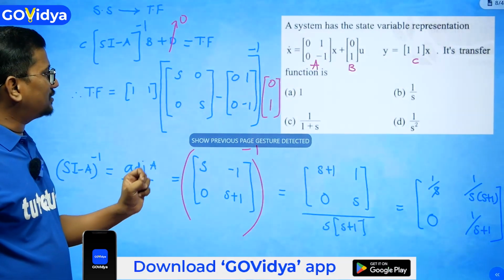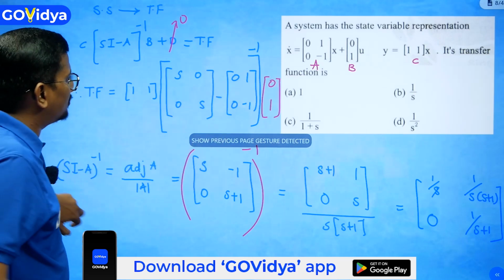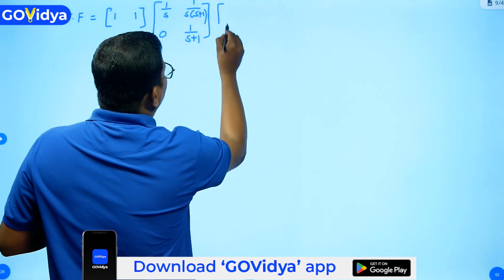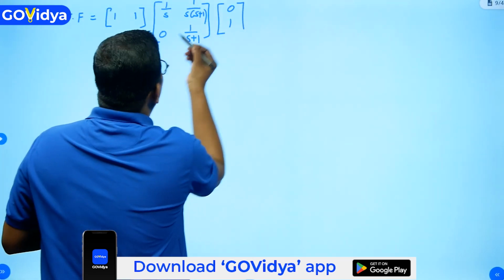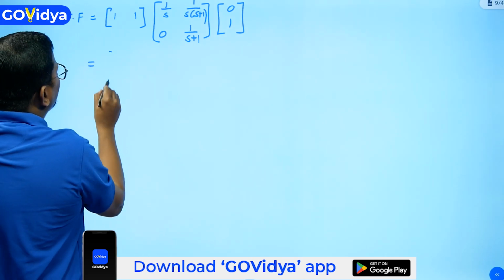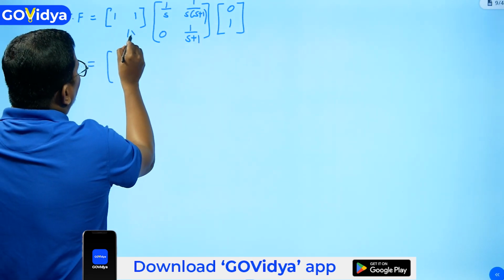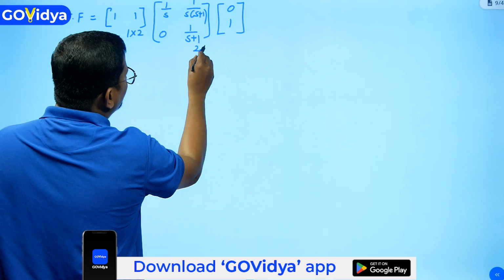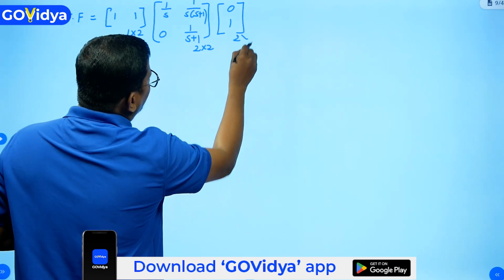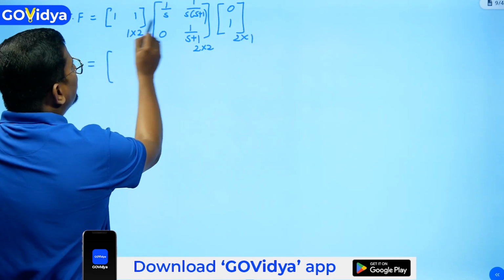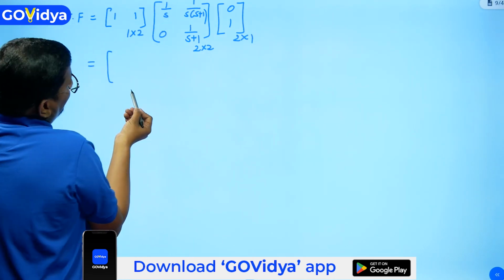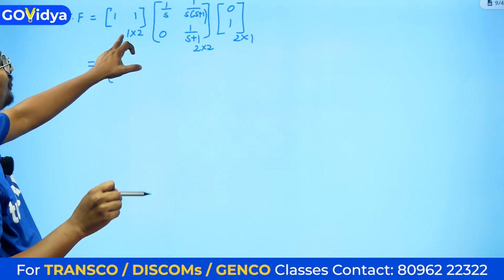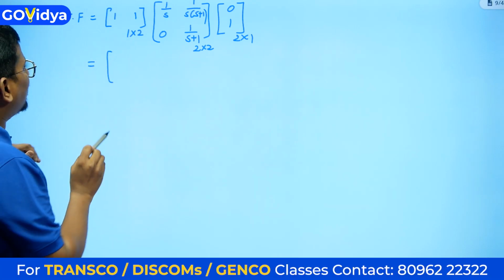What is the B matrix? 0 and 1. Okay, just basic matrix multiplication. You do it. This is 1 row 2 columns. This is 2 rows 2 columns. This is 2 rows 1 column. So do it. This is 1 upon S. Finally I will get what? 1 row 2 columns I have to get.